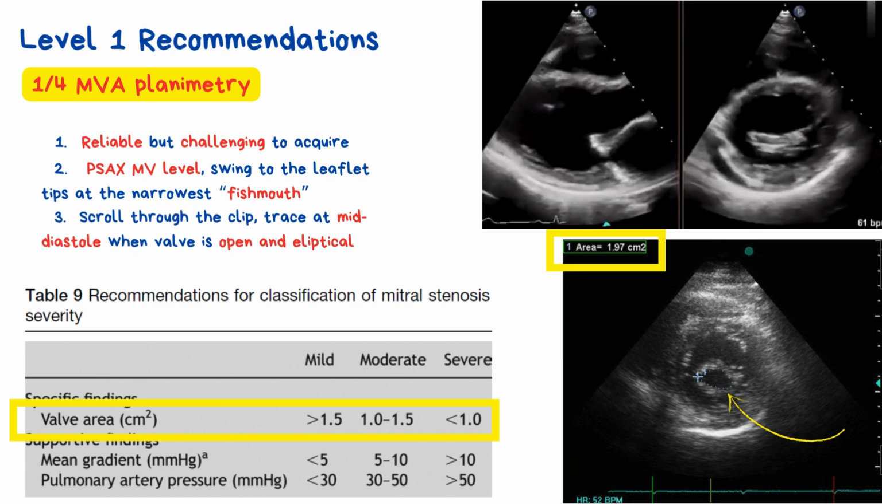In this example, our tracing gave us a mitral valve area of 1.97 square centimeters, which falls within the range of mild mitral stenosis. Click the link above to watch our full video on mitral stenosis evaluation.